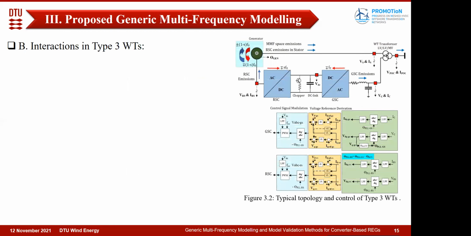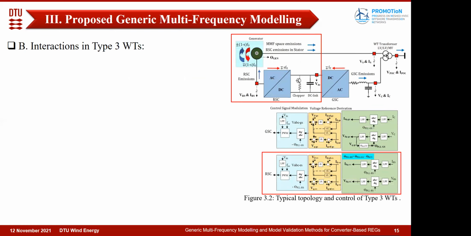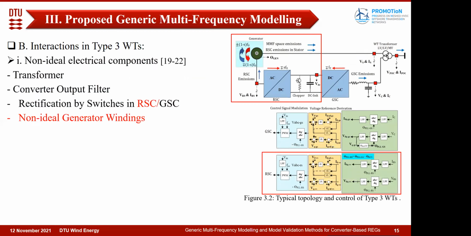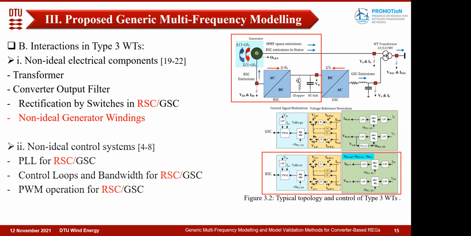Here we see a typical topology and control of a type 3 wind turbine. The main difference is this generator and also having the rotor side converter. If you look at the possible interactions, the difference from the previous types is that we have a wound rotor induction generator, and the interaction with the converter can also occur on the rotor side converter. Also, from the control, we have one control for the rotor side, and it can also interact with the perturbations.